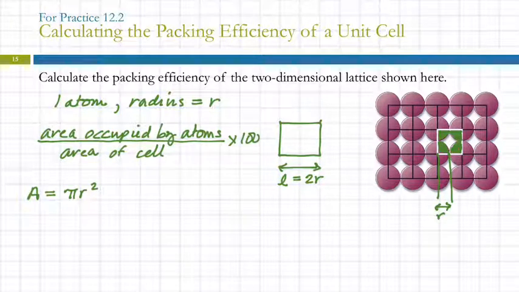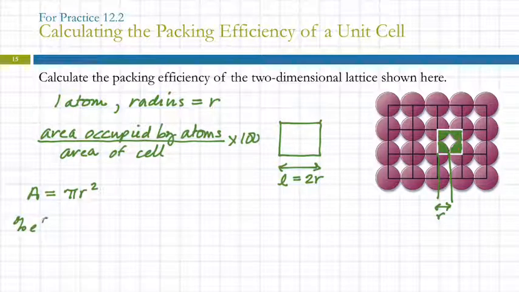And pi is that weird number, 3.14159, and it goes on and never repeats itself, right? So you do not use 3.14 as an abbreviation. You use the pi button on your calculator. So if you need to multiply by pi, you just hit the pi button, and it does a whole bunch of extra digits for you. So the area occupied by the atoms is pi r squared.